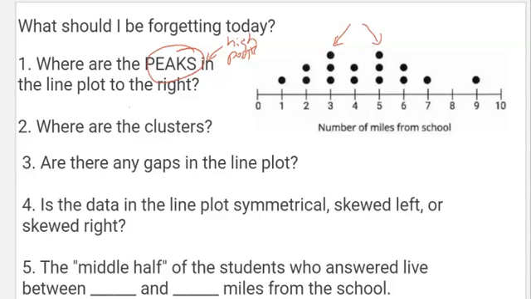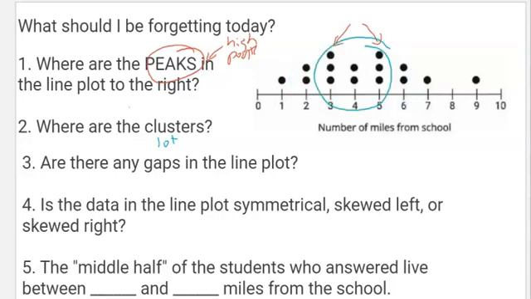Where are the clusters? Remember, clusters are a bit of a judgment call, so I'll show you where I would probably say, I think there's like one cluster. You may have slightly altered yours from mine, that's okay. Clusters are like, where are there just a lot of data points or a lot of answers. I would probably put all of this as like one cluster. There's just a lot of people that live between 2 and 6 miles from the school. You might have said something more like this, a bit smaller area for the cluster.